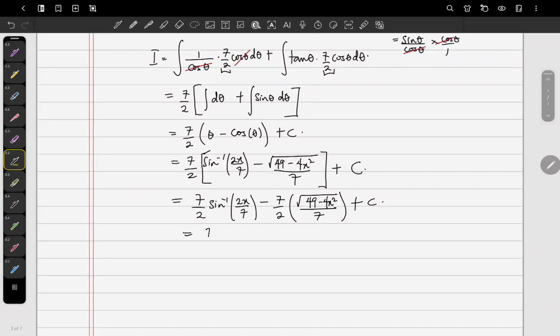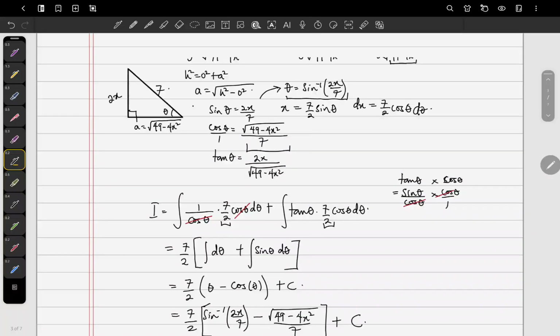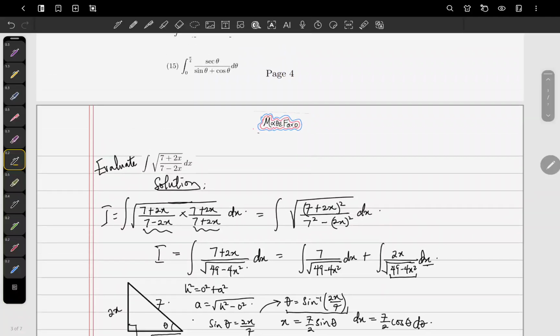Then this is equal to 7 over 2 sine inverse of 2x over 7. Then the 7's here cancel out, and we'll be left with minus 1 over 2 square root of 49 minus 4x squared plus c, which is a beautiful answer. That takes care of the first one.